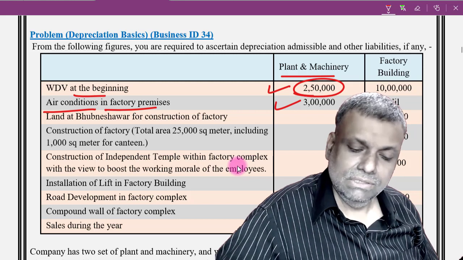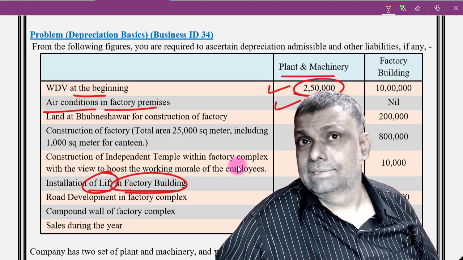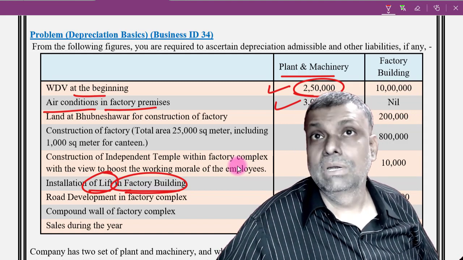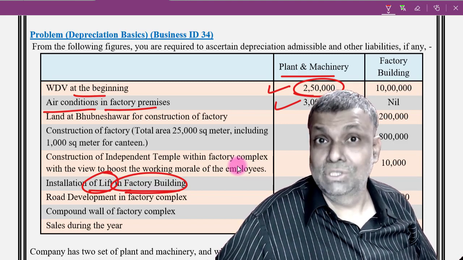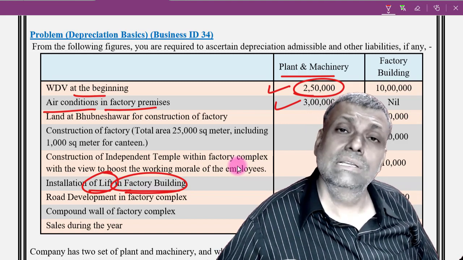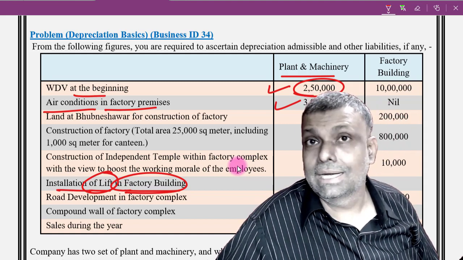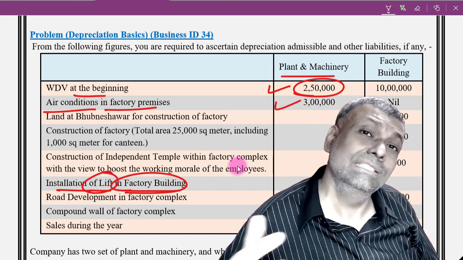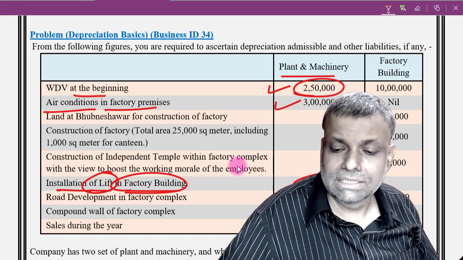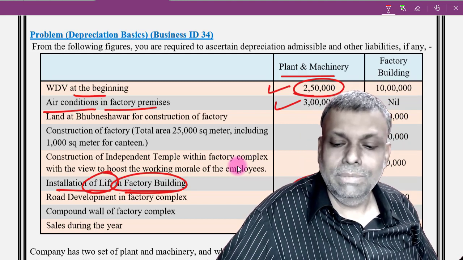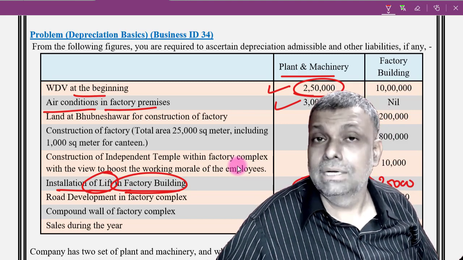Thereafter I have the installation of a lift in the factory building. This lift inside a factory building is a court case. If you see the lift individually, you can think that it is a plant and machinery, but it is an installation inside a building. So should this lift be categorized as plant and machinery or as factory building? The courts have already said that a lift inside a building will be part of the factory building. It should not be categorized as plant and machinery, but added to the block of factory building.